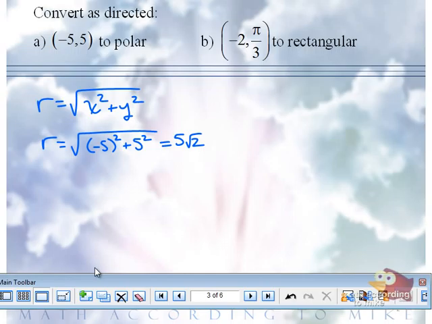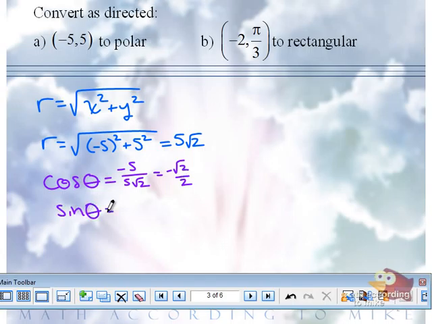If only we had formulas that related R's, thetas, and X's and Y's. Oh, hey, we do. Namely these guys. The cosine of theta is X over R, negative 5 over 5 radical 2. What's negative 5 over 5 radical 2 simplified? Negative square root 2 over 2. The sine of theta is just the positive version. Positive 5 over 5 radical 2 would be radical 2 over 2.